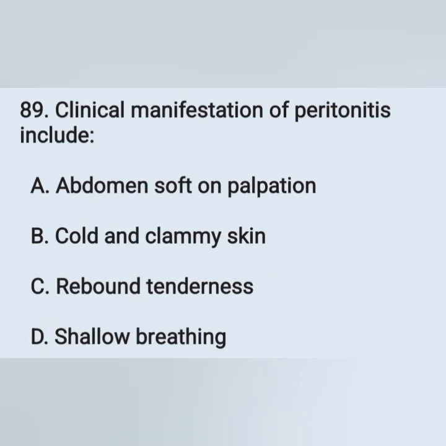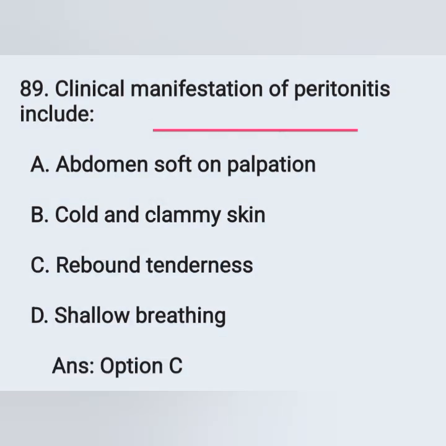Move on to the next question. Clinical manifestation of peritonitis include? Options: Option A, abdomen soft on palpation. Option B, cold and clammy skin. Option C, rebound tenderness. Option D, shallow breathing. Peritonitis means it's an inflammation of the peritoneum, and among its clinical manifestations, rebound tenderness we can see in case of peritonitis. Option C.